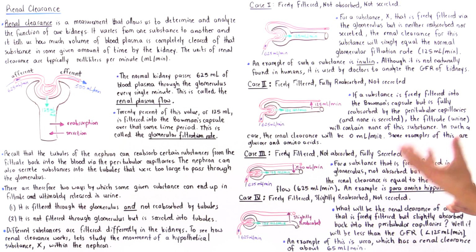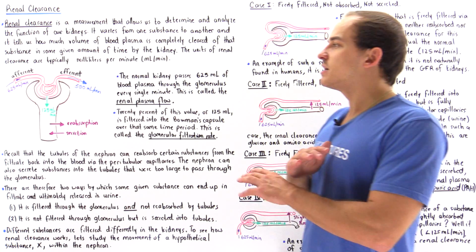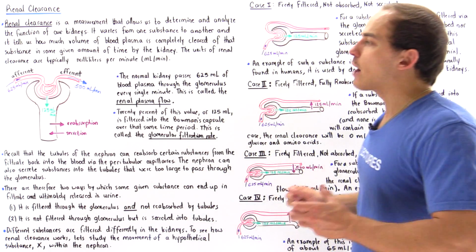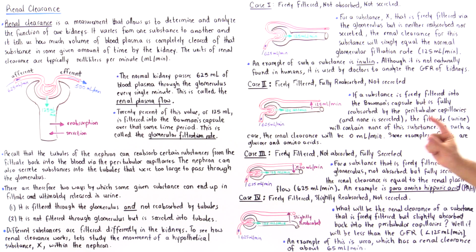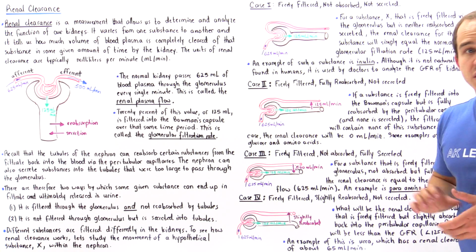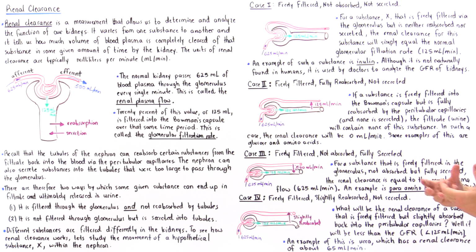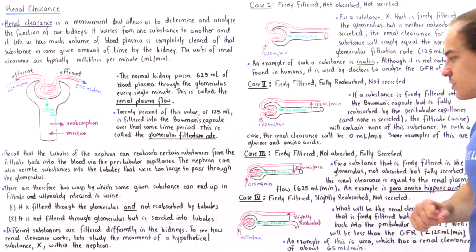And one example of such a substance is PAH, which stands for para-aminohippuric acid. So this is a substance that is essentially completely cleared by our body. Actually, a small percentage of it is left over in the blood plasma, but for all approximation purposes, we can assume that all of it is actually cleared.